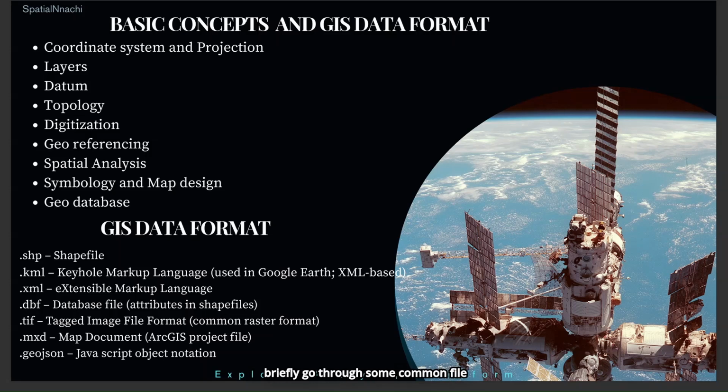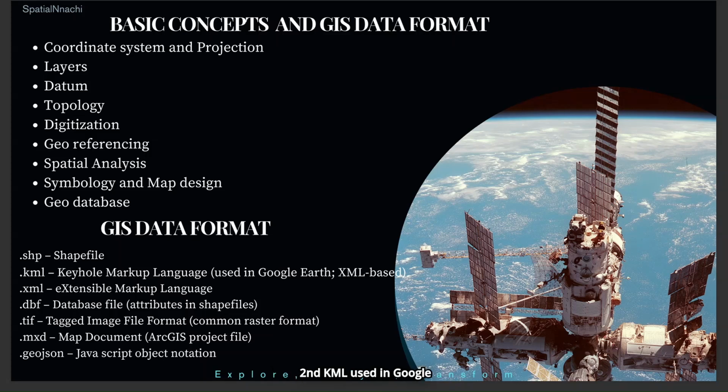Now, let's briefly go through some common file formats used in GIS. These formats help us store, manage, and display both spatial and attribute data in our projects. 1. Shapefile. This is one of the most widely used vector file formats. It stores geometries like points, lines, and polygons, but it's just one part of a group of files.